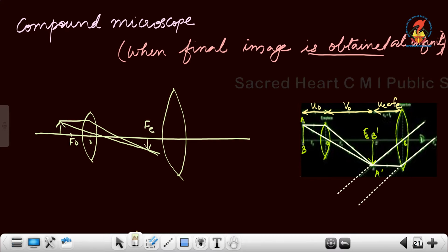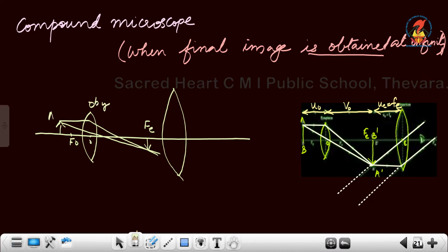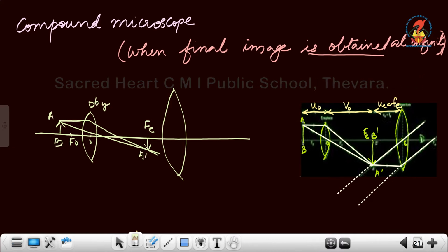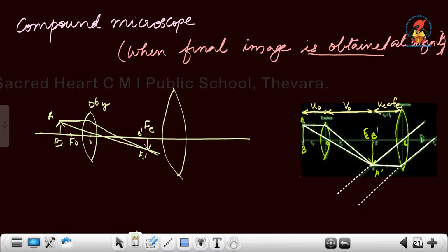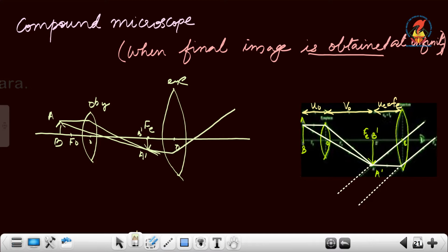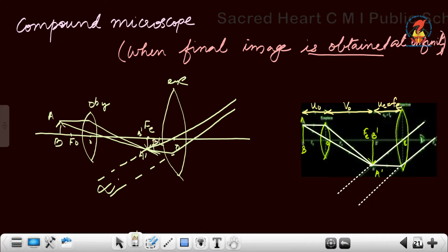The distance between the lenses is adjusted in such a way that the image of the objective, that is, A is the object, A dash B dash is the image, is formed at the focus of the eyepiece. The rays from this image, which acts as a virtual object for the eyepiece, pass through the lens, and since the object is placed at the focus, the image will be formed at infinity. Now this angle is beta.